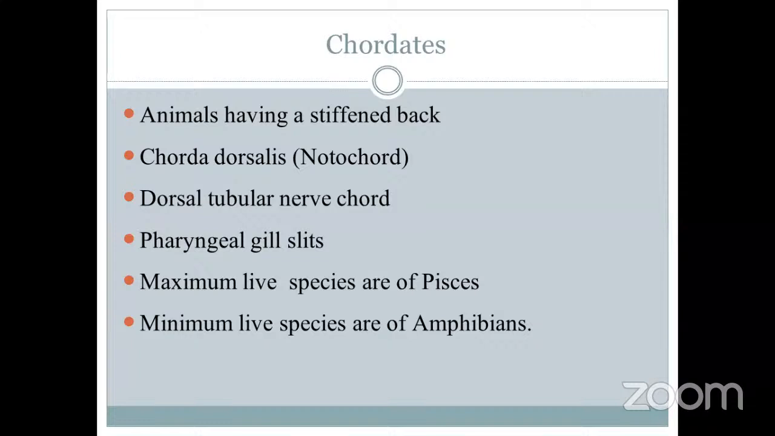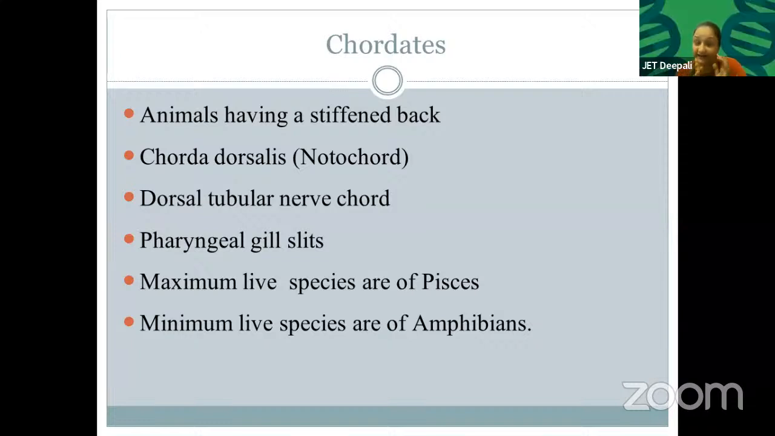These are the characteristics one should have to be included in chordates. Animals having a stiffened back means a backbone should be there. Chorda dorsalis, that is called notochord. Dorsal tubular nerve cord should be there. Pharyngeal gill slits are there because most of them are marine. Maximum live species are of Pisces. Minimum live species are of amphibians.